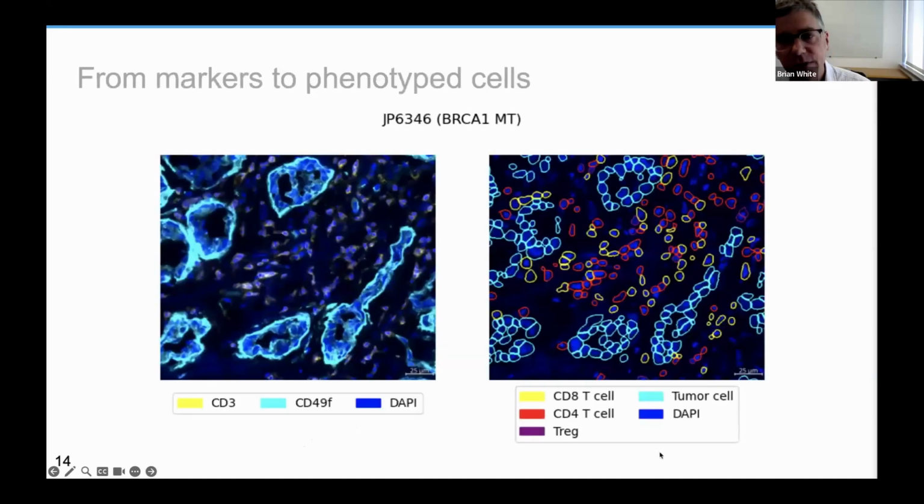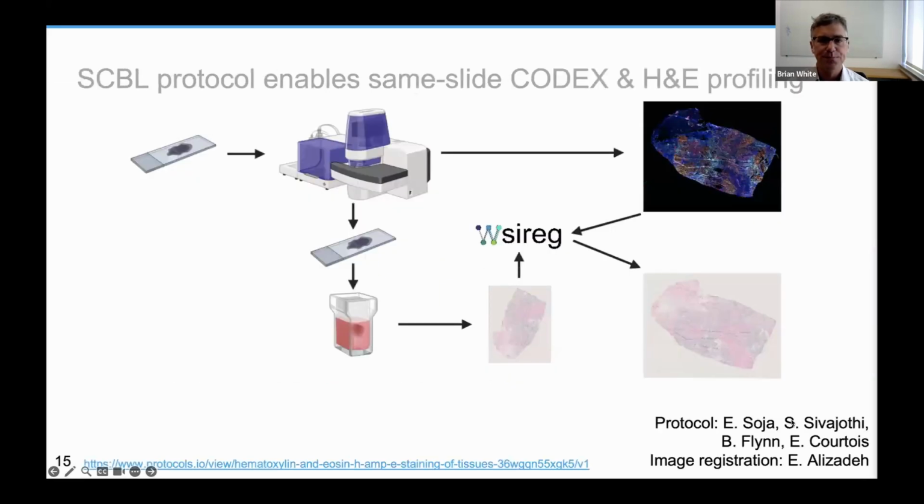So we can now finally view the classified cells spatially. The tumor nests that are clearly demarcated by CD49F on the left are classified as tumor cells in cyan on the right. And then the cells between express CD3, so these are T cells, and they're characterized on the right into several flavors of those T cells in yellow, red, and purple.